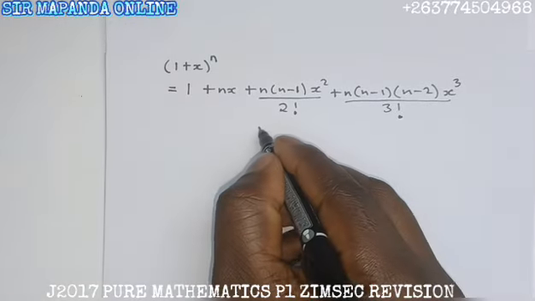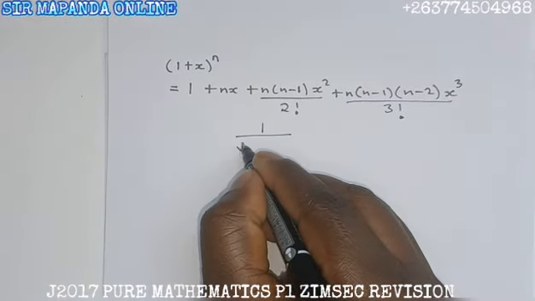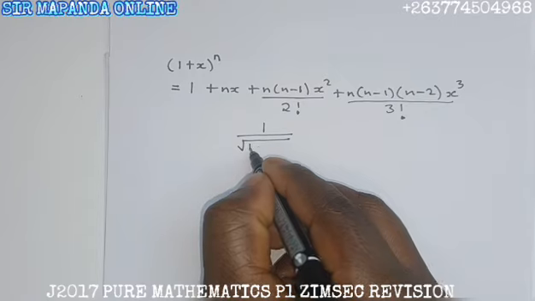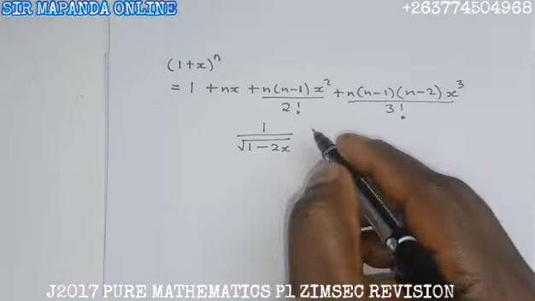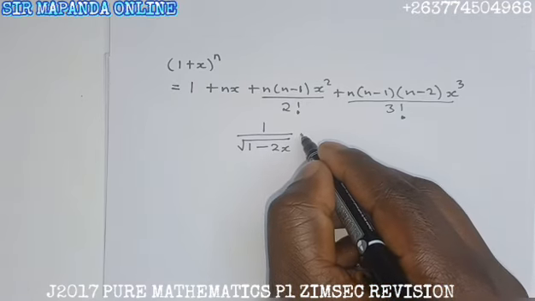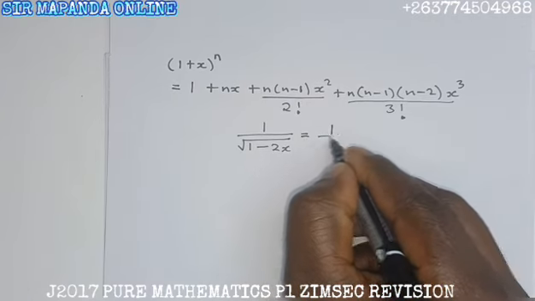Right, so we are given 1 over square root of 1 minus 2x. Remember, square root of a number is raising that number to the power of a half.